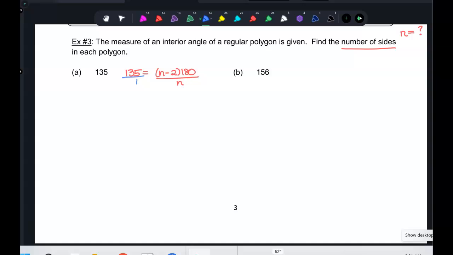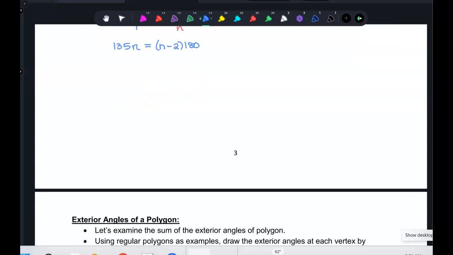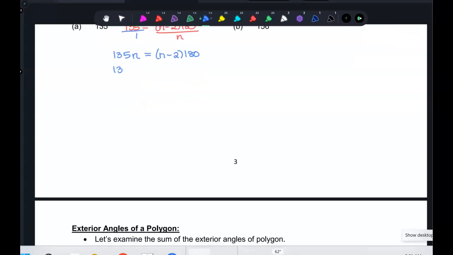So I have 135n equals... And it doesn't matter, you can distribute before doing that. The order that we do that in makes no difference. Okay, now I get 135n equals 180n minus 360.